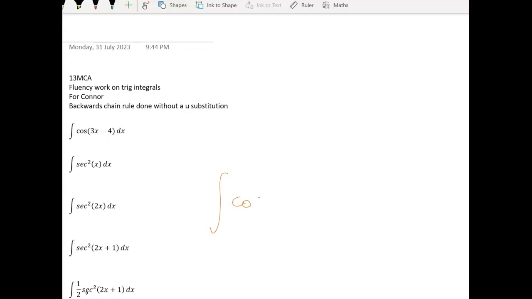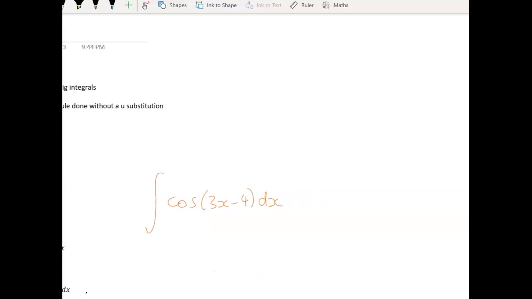Okay, so when I look at cos of 3x minus 4 dx, I think to myself, well, it's a cosine function, and if I look at the inside function, the derivative of that is 3. Now 3 is just a scalar, right? It's just a constant, so this is not too bad. I'm going to have to do some adjustment, but not too much, because sitting here, I've got an invisible 1. So integrating, we'll leave a gap for our coefficient, and we're going to have sine of 3x minus 4, and I have to divide out the 3, okay?